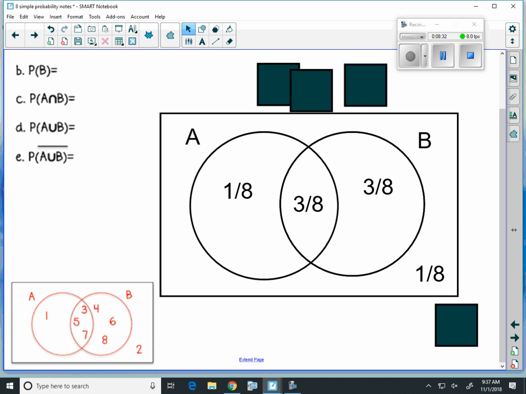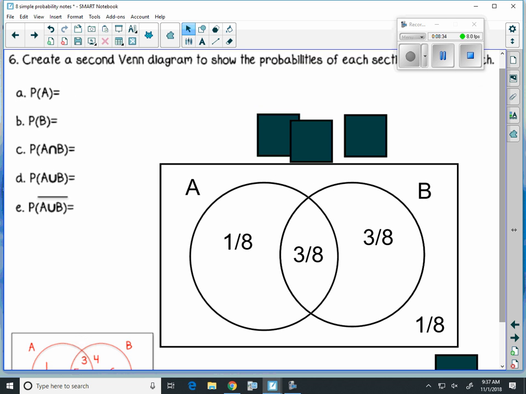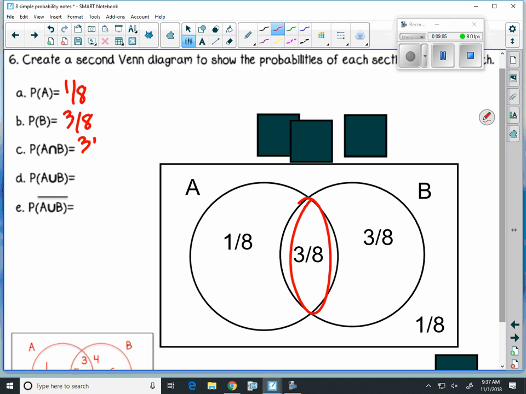Okay, so we're going to answer those on the left-hand side here. Remember, what does P stand for? Probability. So the probability of getting something that's inside of A, what would it be? 1 out of 8. Probability of B, 3 out of 8. Probability of the intersection of A and B. Where can we find the intersection of A and B? Yes, that's that middle section right here. That's 3 out of 8.